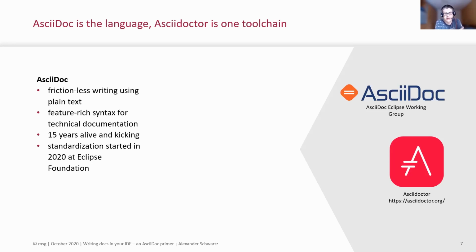AsciiDoc is also a language that is feature-rich for technical documentation. It's been inspired by DocBook. DocBook is very, very complete in this kind of way. So we see we can do chapters, lists, tables, everything that we need is there for technical documentation. And it's now about 15 years old, alive and kicking.